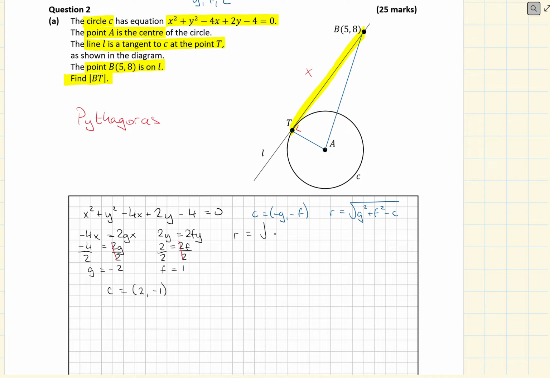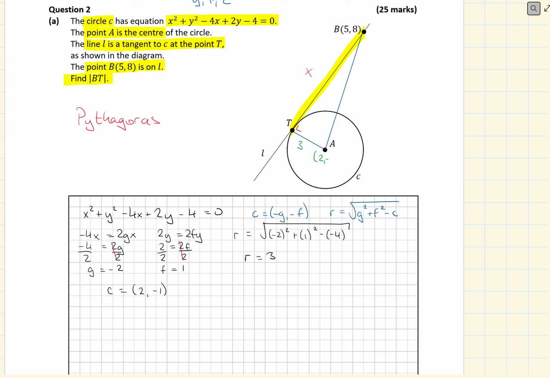Radius will equal the square root of g squared plus f squared minus c. And again, just for c, be careful with your signs. So if the c value itself is a minus, then that will cancel and give us a plus. Whole thing into the calculator. Square root of minus 2 squared plus 1 squared minus minus 4. So the radius is equal to 3. So we can fill 3 in on our diagram.